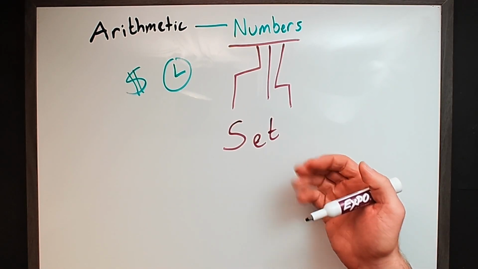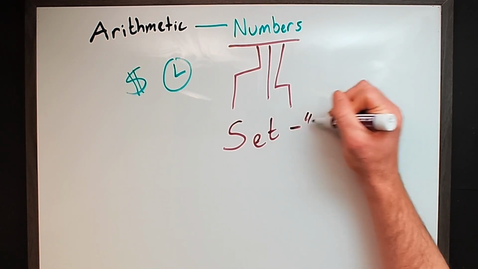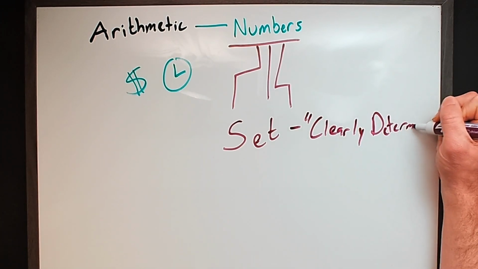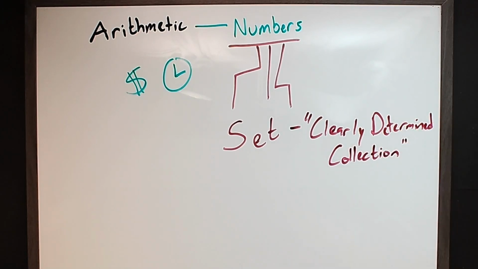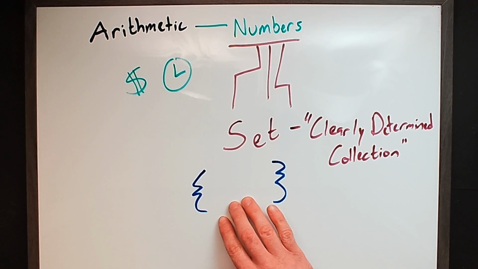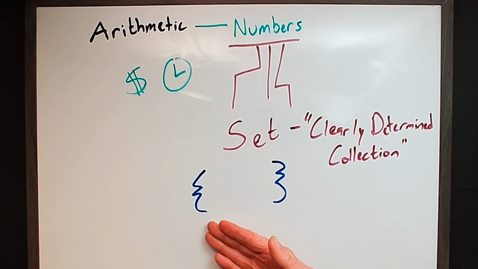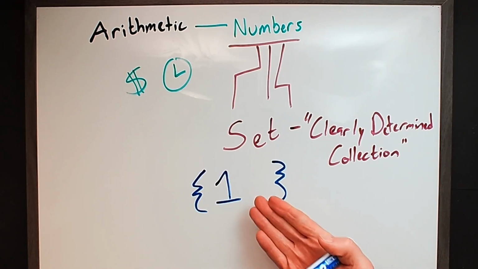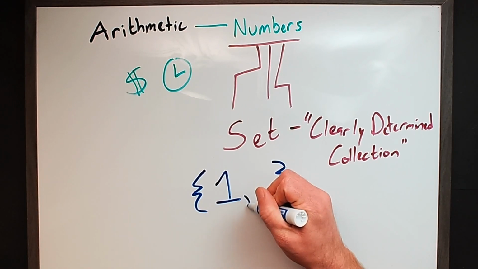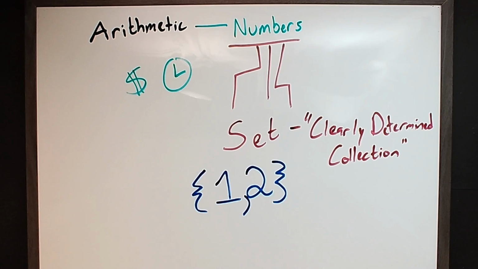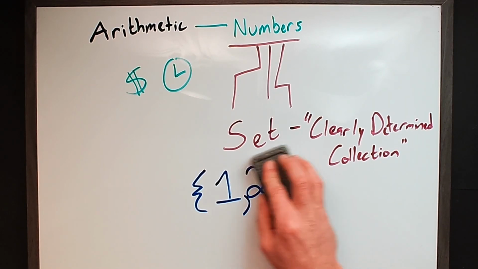In math, the concept of categorizing something is a set, and a set is a clearly determined collection. Sets can be completely arbitrary. As long as you have a clearly determined collection, then you have a set. You enclose them with these curly brackets, and if you put a value in there, such as 1, that's a set. It's the set of the number 1. And you can put multiple values in by separating them with a comma, and then you could put more values in. But this set doesn't mean anything.